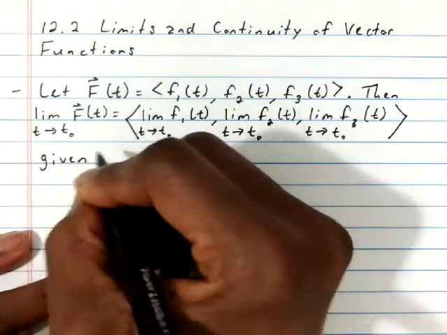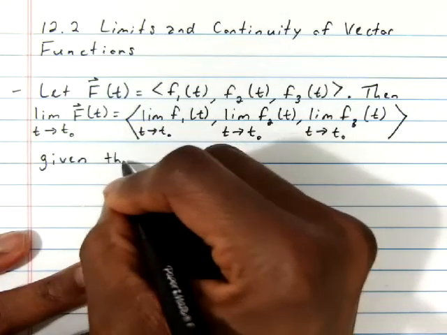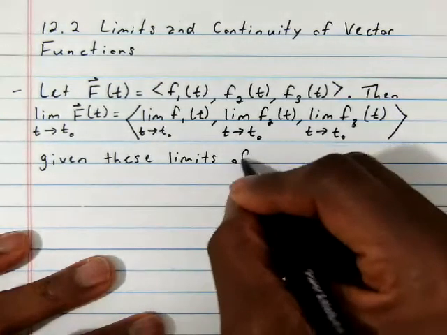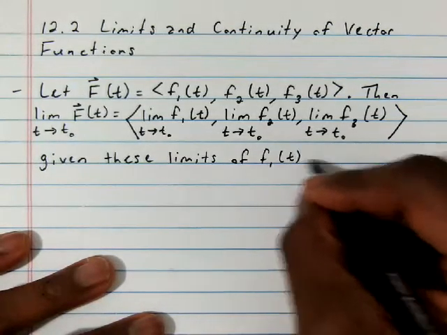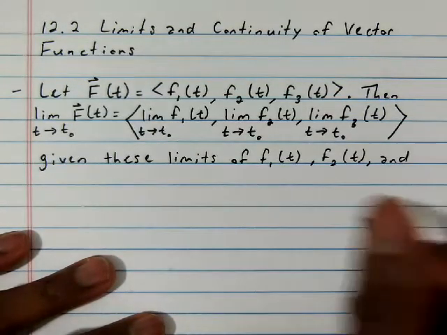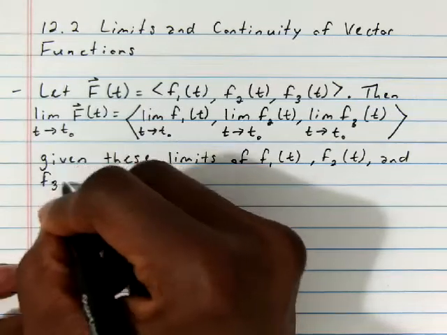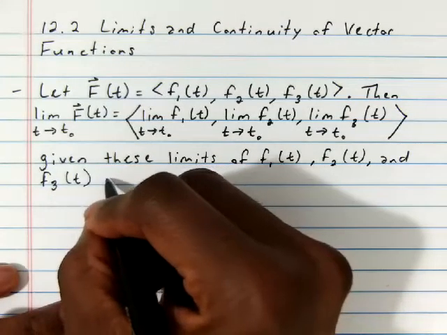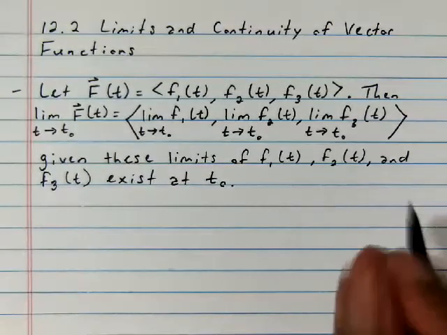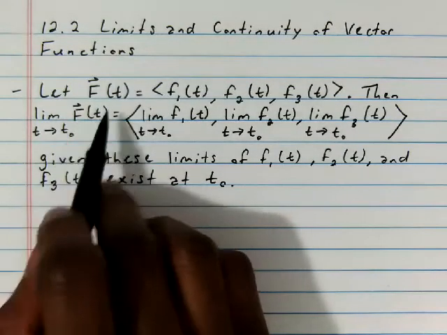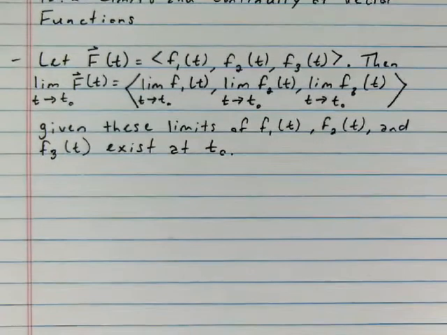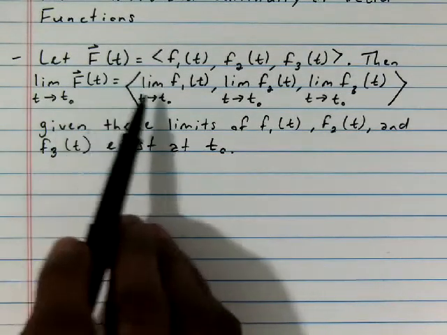given these limits of f1 of t, f2 of t, and f3 of t exist at t naught. So in order to take a limit of this function, it's just a matter of being able to take a limit of its component functions. And if those limits exist, then this limit exists and is equal to that vector right there.